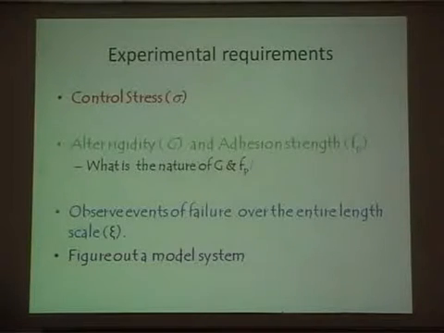Okay. So if I want to do an experiment, what are the control parameters that I want to have? I want to apply stress in a controlled fashion. I want to alter the rigidity in the system and the adhesion of the system. Now the problem is I also want to know the nature of G, because in nature not everything is elastic, it's viscoelastic. For example, if you have a cell adhered to a substrate, the coupling is not elastic, it's viscoelastic. I want to observe events which span from single particle length scales to large length scales. I should be able to do it under a microscope and simultaneously observe such a large range of events. And I want to figure out a model system.